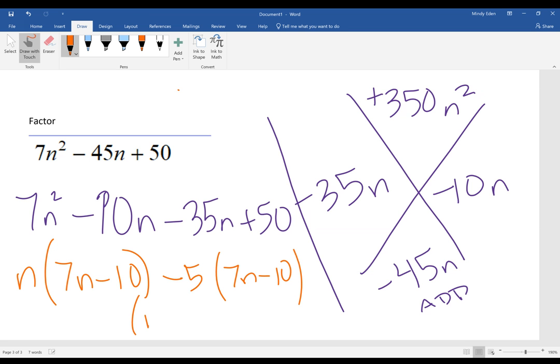Watch your signs. That's the only issue I found that most students are missing when they're factoring on my multiple choice. So my final answer is the factor n minus 5 and the factor 7n minus 10.